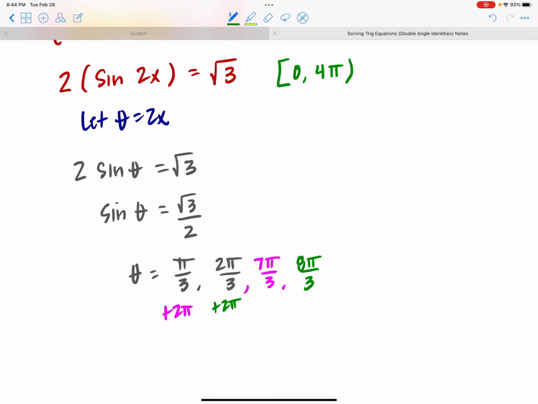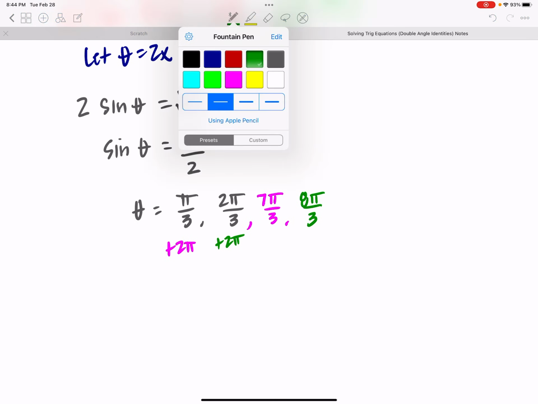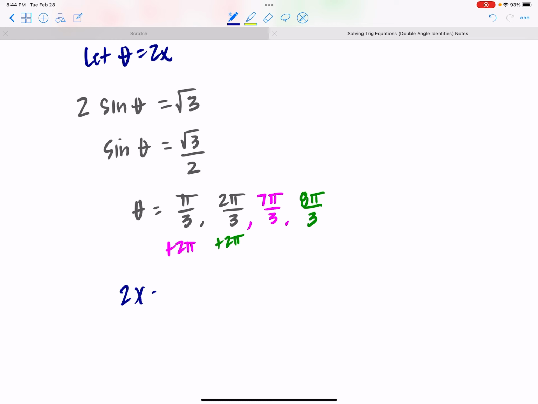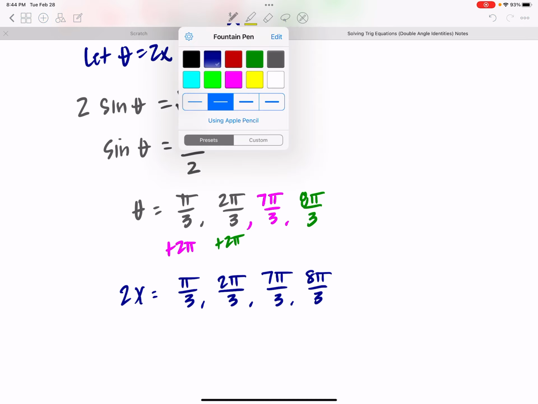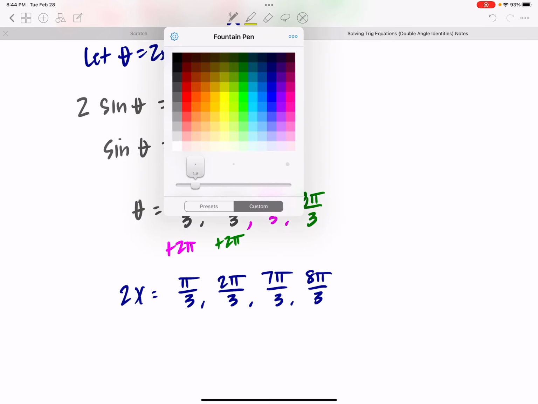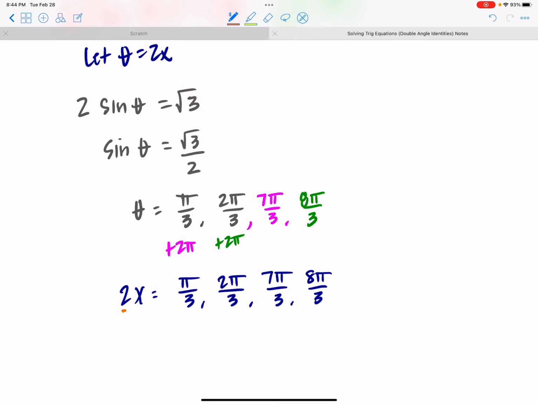I need to put x back into this. So I'm going to say 2x is equal to pi over 3, 2 pi over 3, 7 pi over 3, and 8 pi over 3. And then my last step, and I don't have enough colors. Let's try orange. Let's get rid of the multiply by 2 by dividing everything by 2.